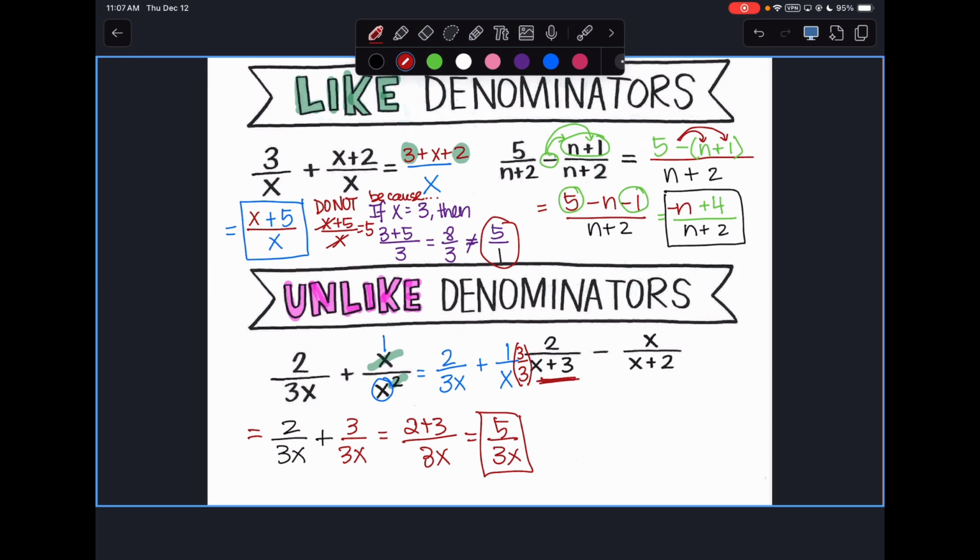We have this denominator right here. I'm going to erase that. Let me try that again. Okay. X plus 3 and x plus 2. How do we get a common denominator?